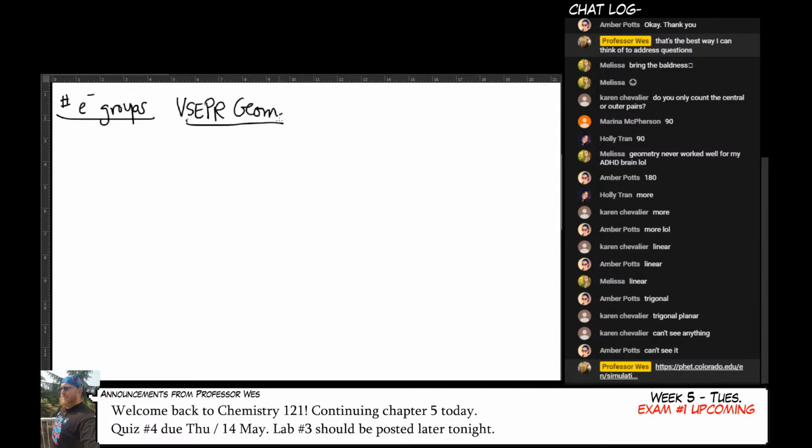All right. These two columns we have already done. If we had something that had two electron groups, then what we said was, okay, here's my central atom, here's the first thing, here's the second thing. I'm going to call it linear.